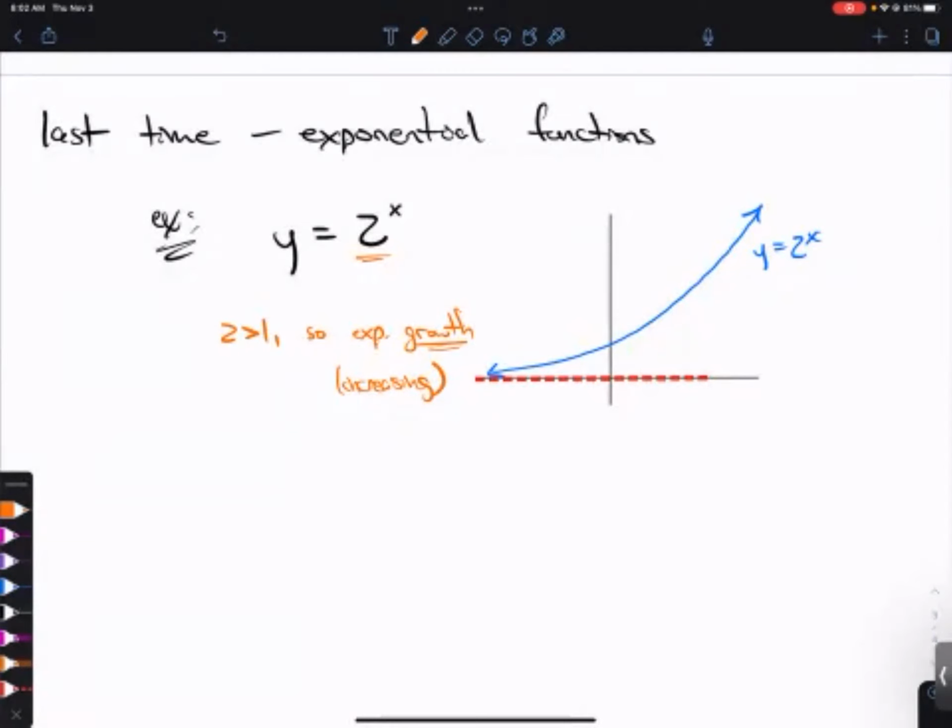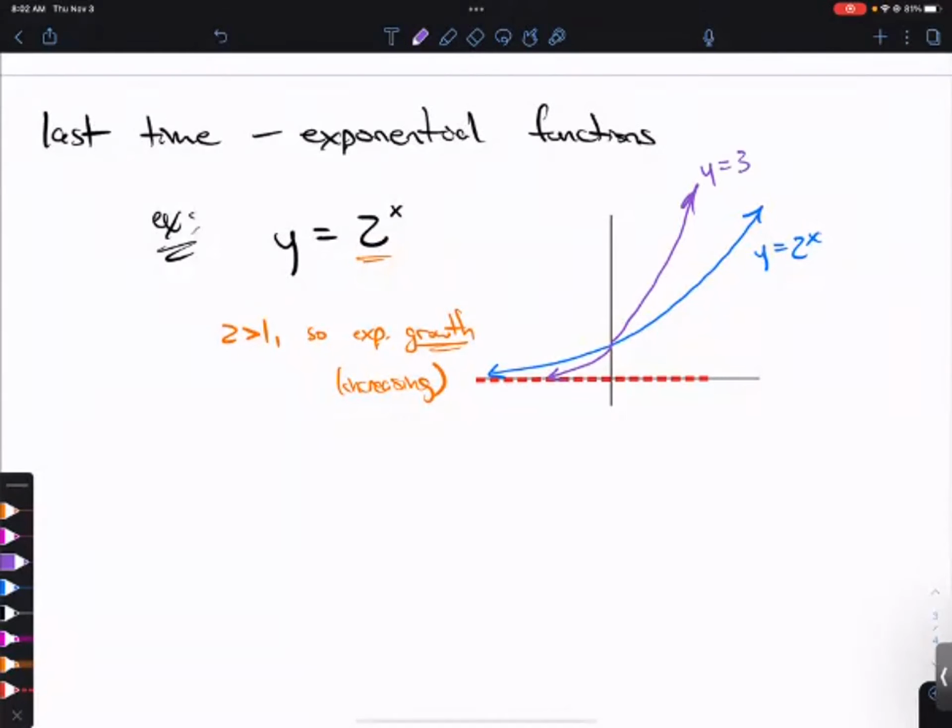Pretty much the idea is that if that base is bigger than 1, then you get something that is increasing over time. So it looks like that. So we call it exponential growth. The difference between 2 to the x and 3 to the x would just be that 3 is going to do the same thing, but a little bit faster. But it's going to be the same basic idea. They're talking about exponential growth.